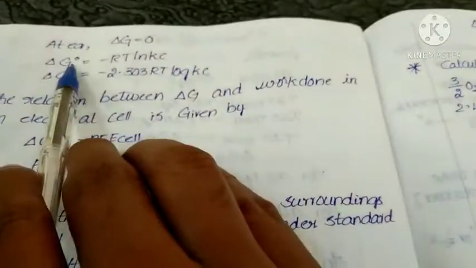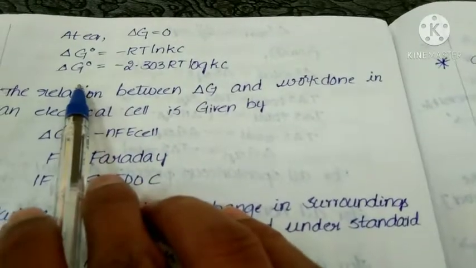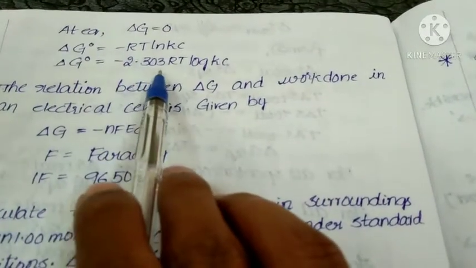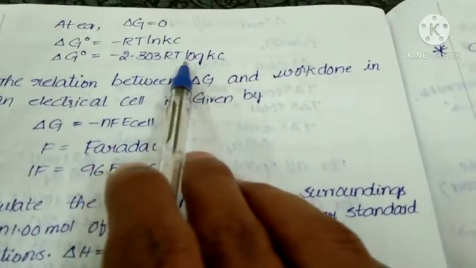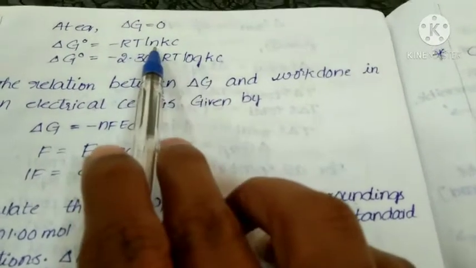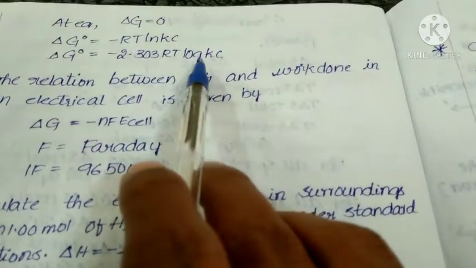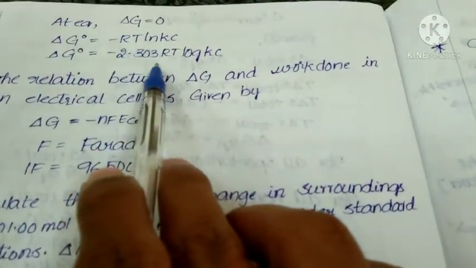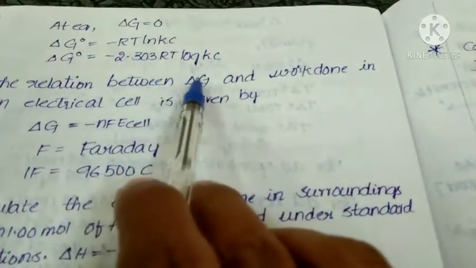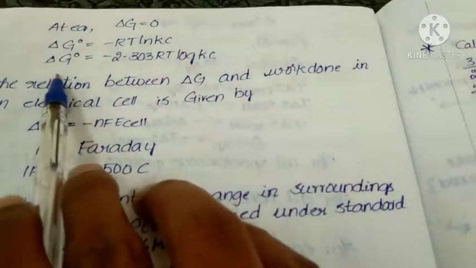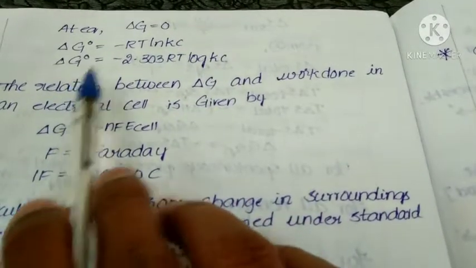At equilibrium conditions, we know that delta G will be 0. Then delta G naught becomes minus RT ln Kc. Then delta G naught equals minus 2.303 RT log Kc. Ln means natural logarithm and log means common logarithm. If natural logarithm is converted into common logarithm, it is multiplied by 2.303. If you want to convert a common logarithm into natural logarithm, the value is divided by 2.303. So this is the final relation between delta G naught and Kc, where delta G naught is the standard Gibbs energy change and Kc is the equilibrium constant.